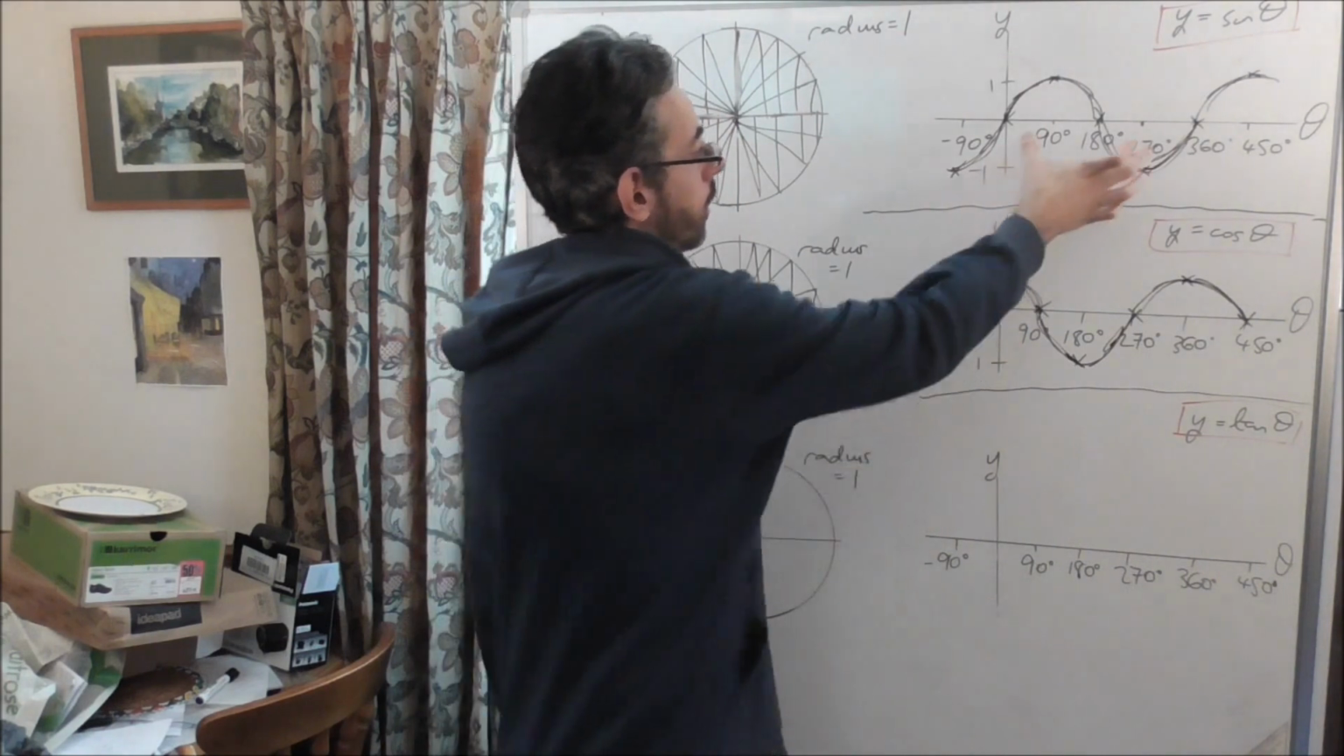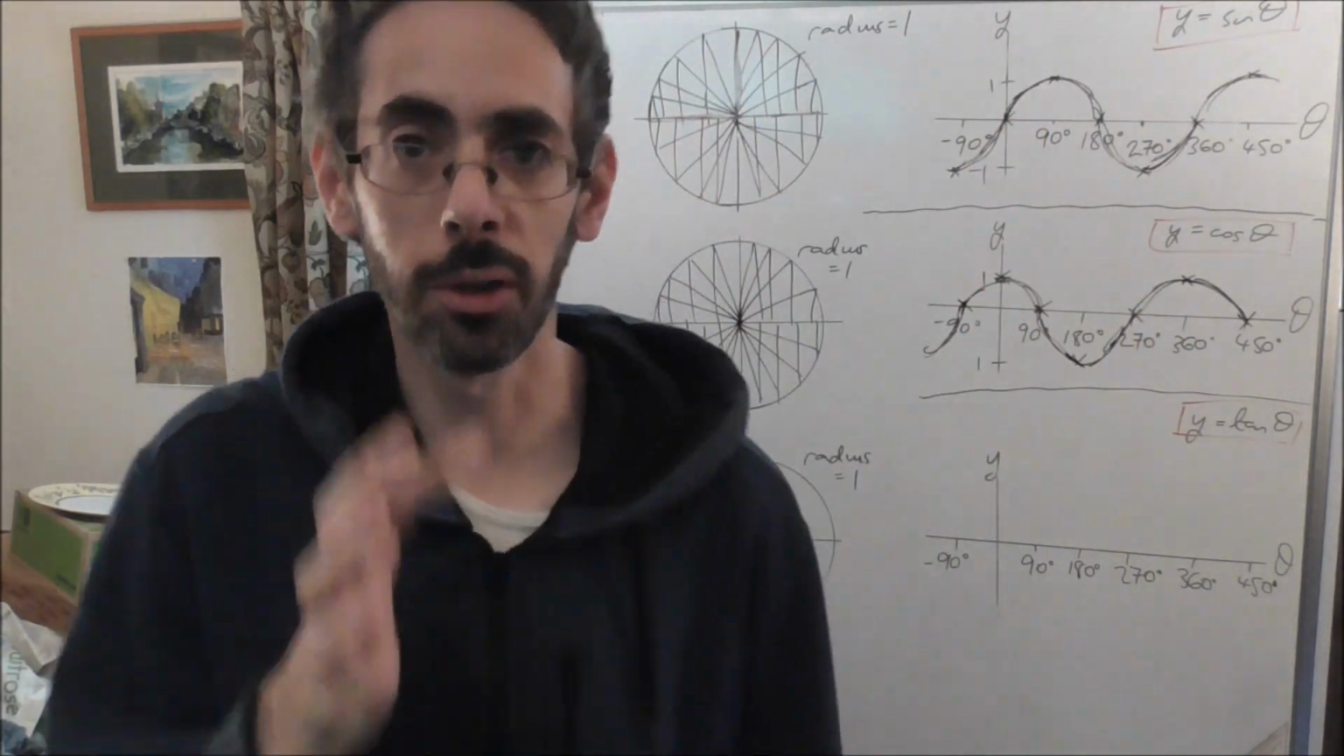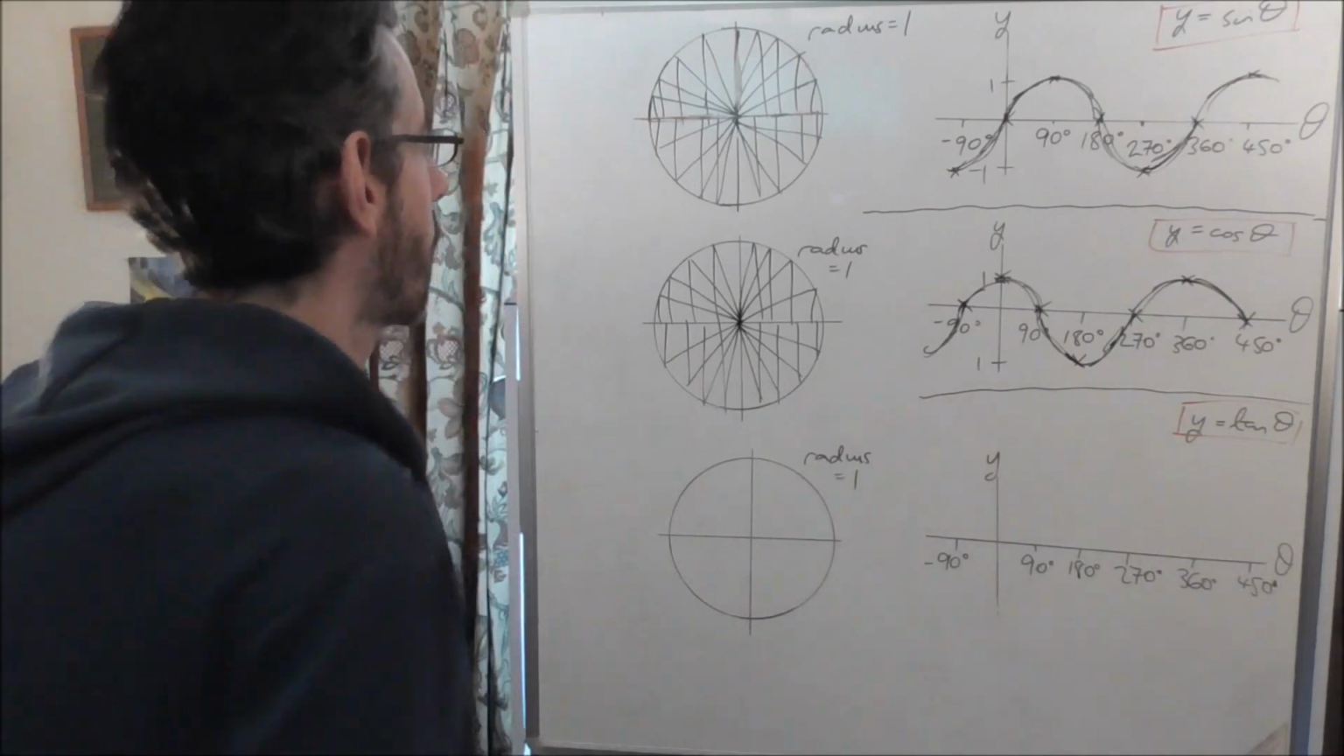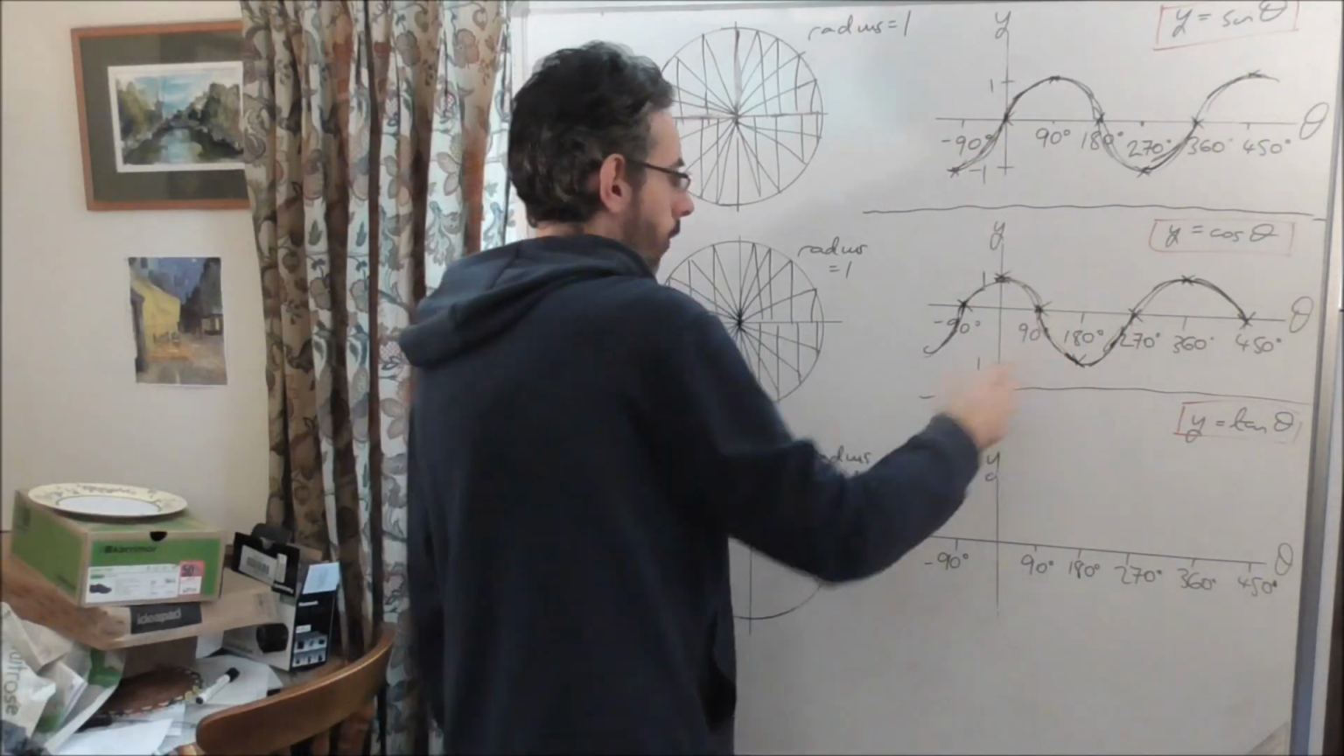It's a wave. It's basically the same as the sine graph. If you were to shift that 90 to the left, you would get this graph. So they're very similar. Right, so that's the sine graph, that's the cos graph. Let's do the tan graph.